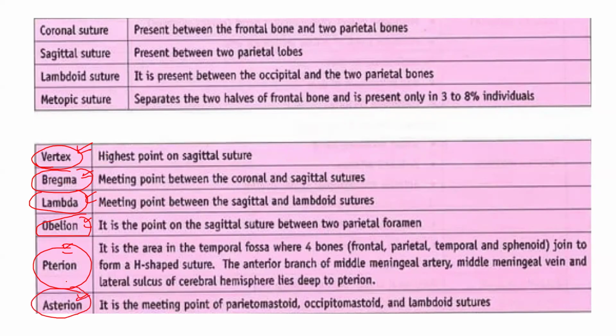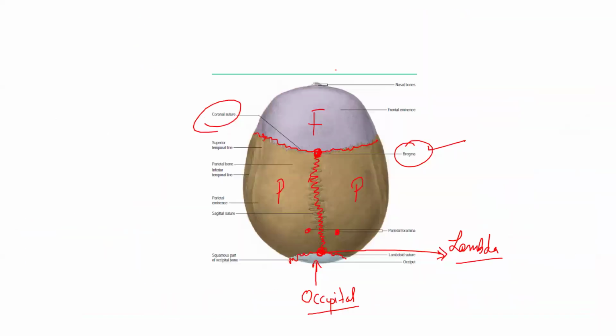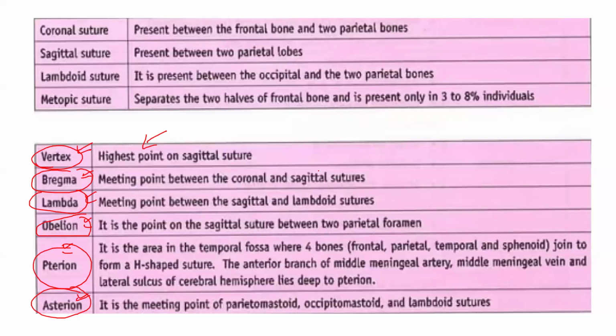Okay. Now let's first read about the vertex. It is the highest point on the sagittal suture. So if I show you the sagittal suture, this is the sagittal suture. So the highest point of the sagittal suture is known as vertex.